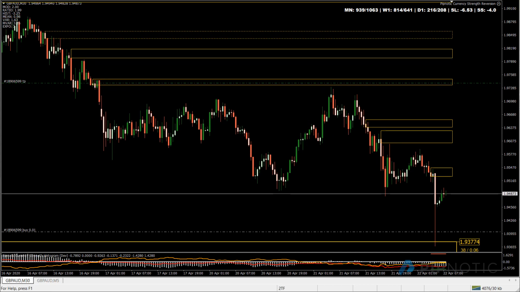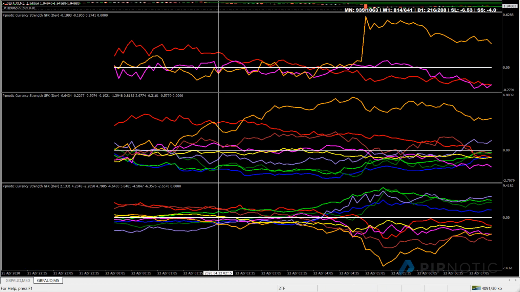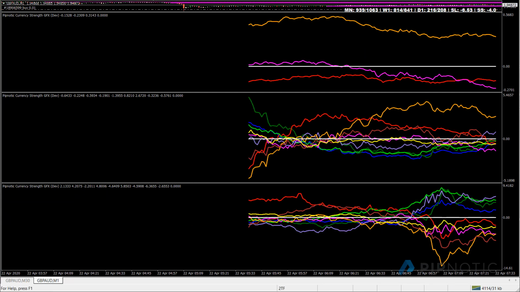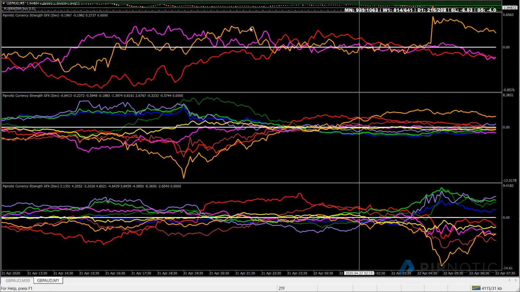Okay, and the cool thing is that, yes, we're on supply and demand, and we can spot these patterns on supply and demand, but doesn't it just feel a little bit better if we have extreme readings on the currency strength at the same time? So we have the same thing happening, but we have that happening here. Let me zoom out a bit. So we have the same thing happening here.